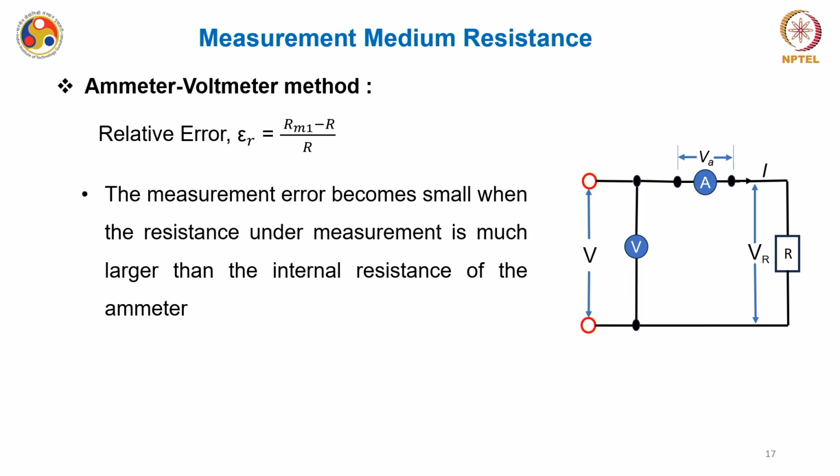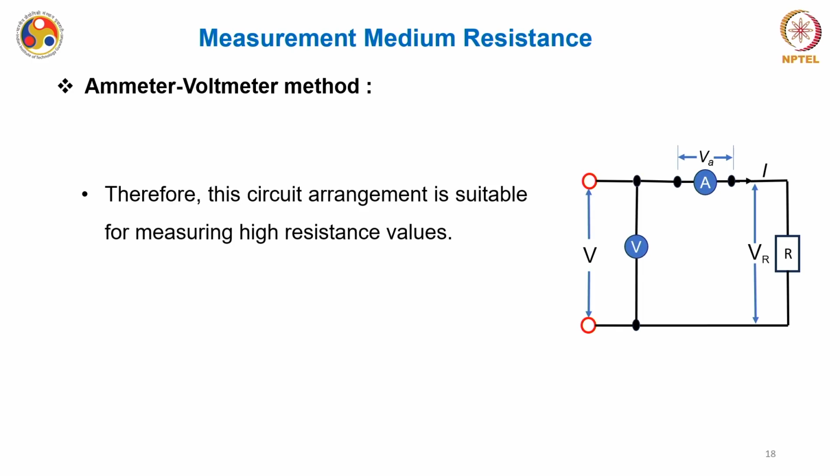Now, the relative error in this case can be written as RM1 minus unknown resistance divided by R, or you can also represent it in percentage. So, the measurement error becomes small when the resistance under measurement is much larger than the internal resistance of the ammeter, as per this equation. So, this arrangement, the connection 1 arrangement, is suitable for measuring high resistance values only, because in high resistance value measurement only this will have minimal error.